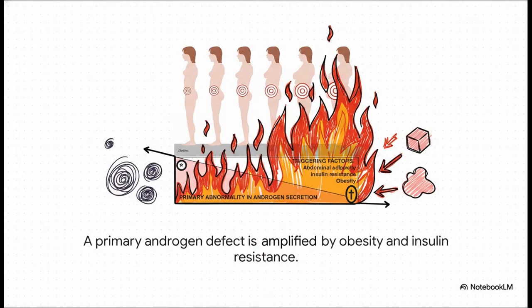Now here's where it starts to get a little complicated. You've got this primary issue with androgen secretion, right? But it's not happening in a vacuum. It gets cranked up to 11 by other things like obesity and insulin resistance. It is literally like throwing gasoline on a fire. You take this underlying hormonal issue, and these other factors just make it explode.